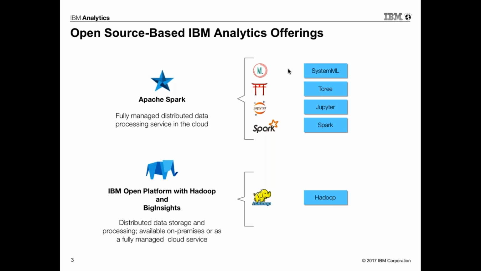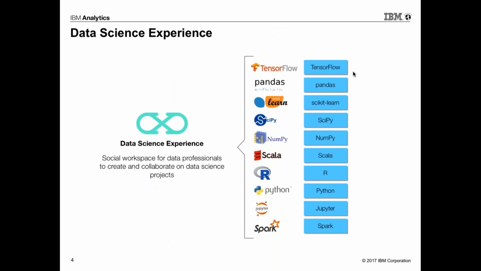So if we read through the slide, it says distributed data storage and processing. So basically processing the big data on distributed data storage. It is available on premises and also as a fully managed service. It could be on cloud, and that portion of Hadoop is termed Big Insights. What all components we have, we'll cover in the next slides.